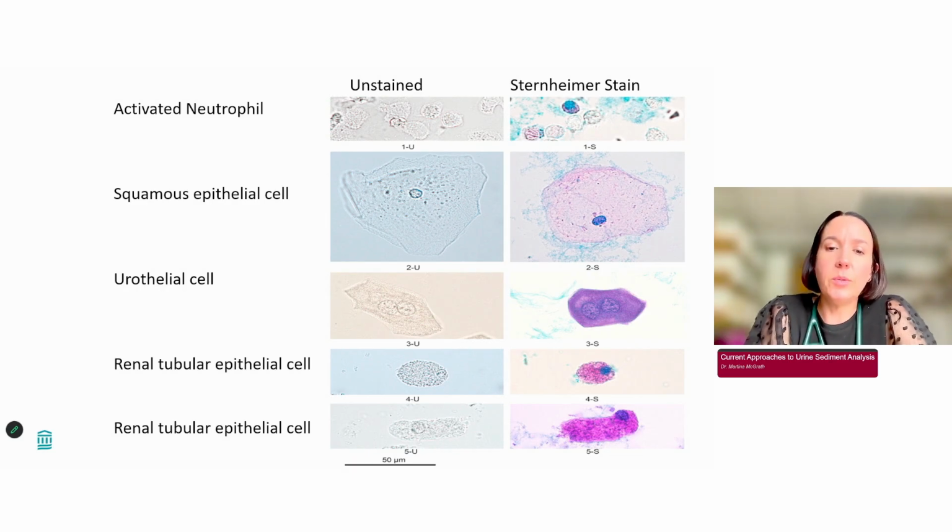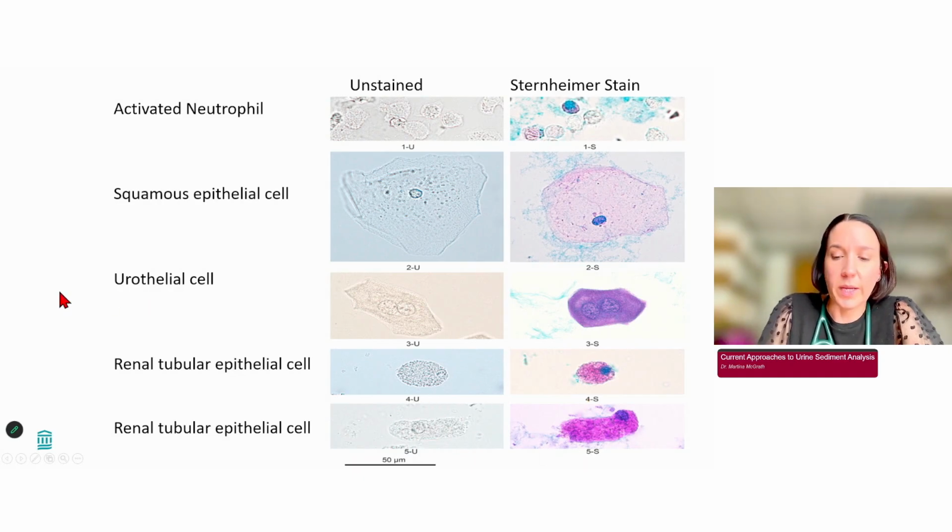And then the renal tubular epithelial cell can take a couple of different forms. You see two different types here, where using the stain really makes it easier to differentiate the renal tubular epithelial cell from the neutrophils in particular, because you can see the difference in the size of the nucleus versus this more typical cell that we would recognize more easily.